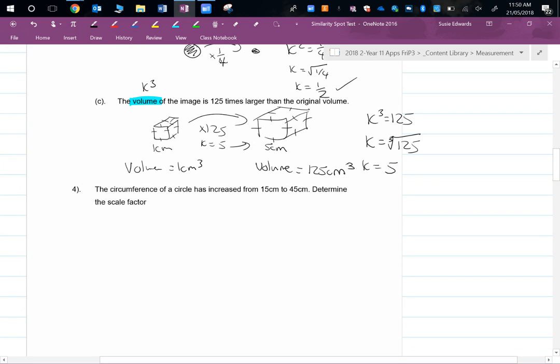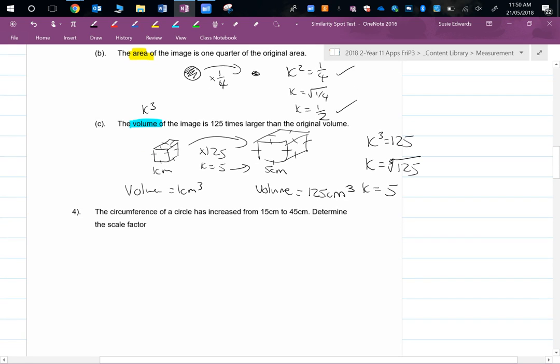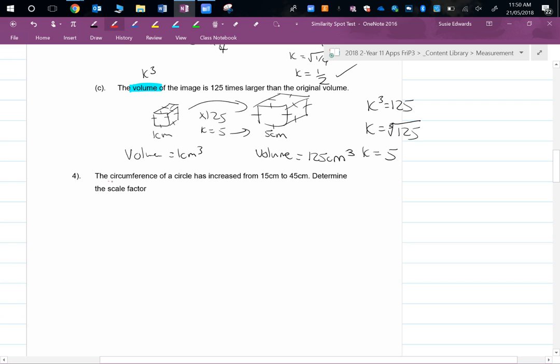That's fine. 1 mark, not 2. All right, circumference. Now, I wanted you to see the word circumference and go, is that length, is that area, is that volume? The circumference of a circle.